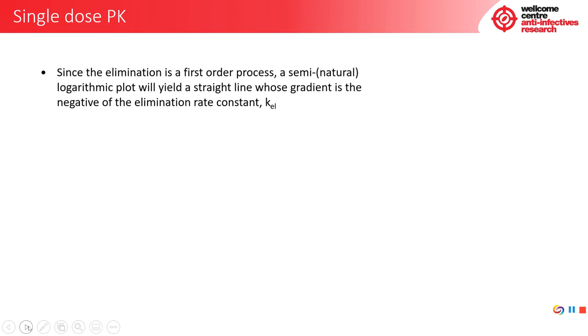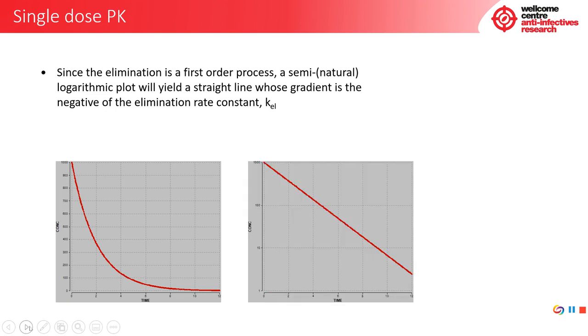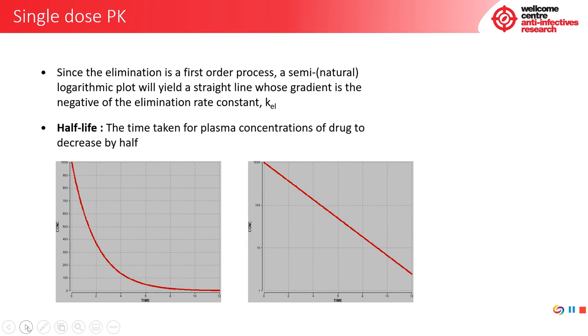Since the elimination is a first order process, a semi-natural logarithmic plot will yield a straight line whose gradient is the negative of the elimination rate constant KEL. So this is the exponential decay curve, which when we take the natural log of it becomes log transformed to a straight line with a negative slope. The half-life can be determined from the KEL, which is simply the log of 2 over the rate, which will give us the half-life.